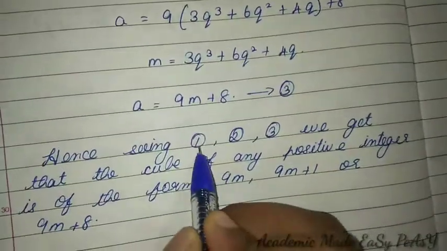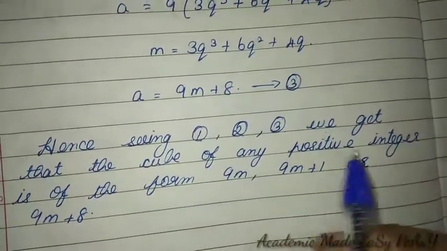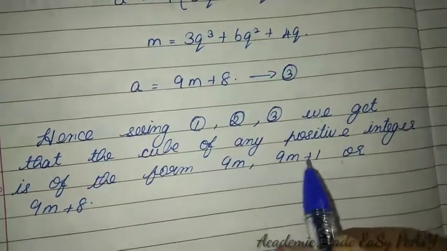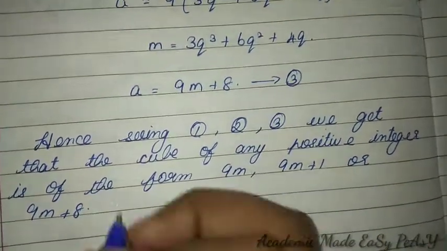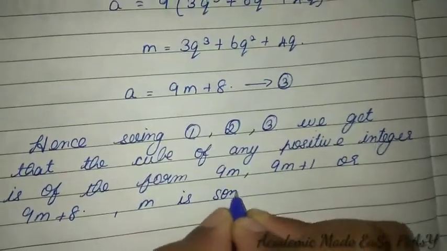Hence, seeing equations 1, 2 and 3, we get that the cube of any positive integer is of the form 9m, 9m plus 1 or 9m plus 8, where m is some integer.